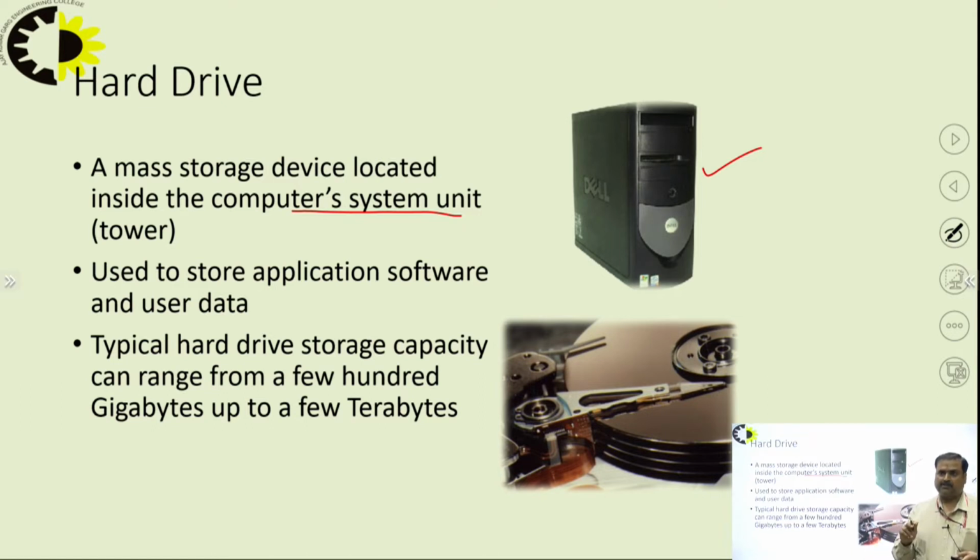How is the operating system or data read? Data will be transferred from this secondary storage, or hard disk, to the main memory, and then the main memory will be read directly by the processor.